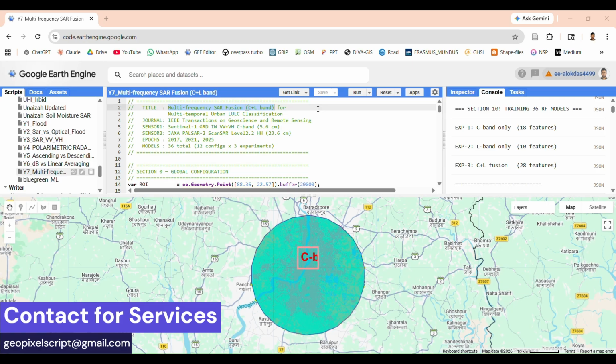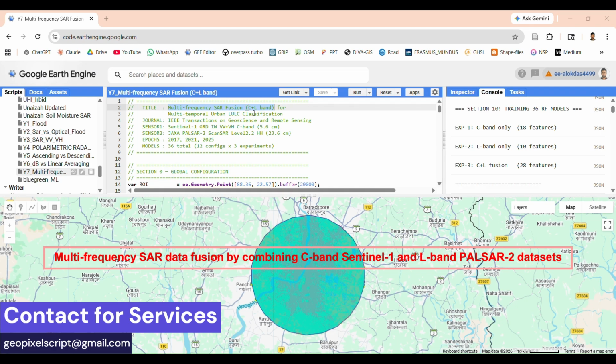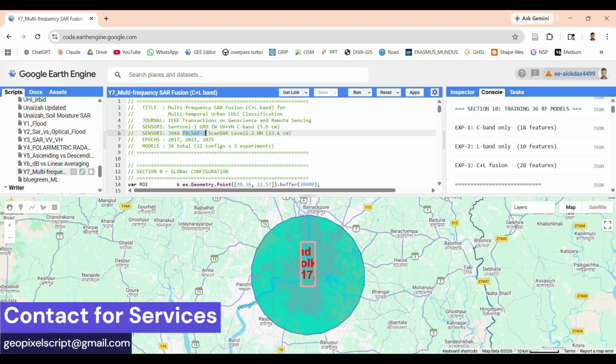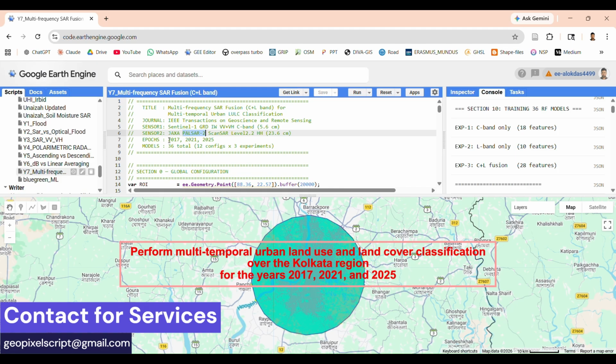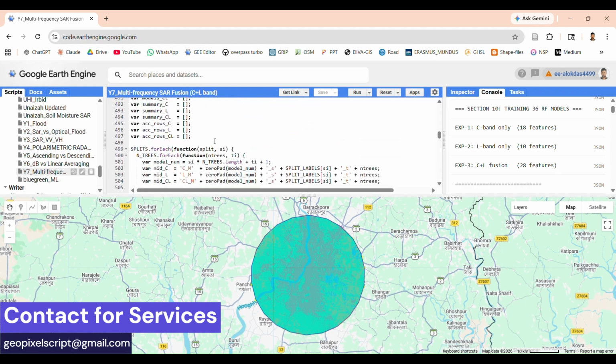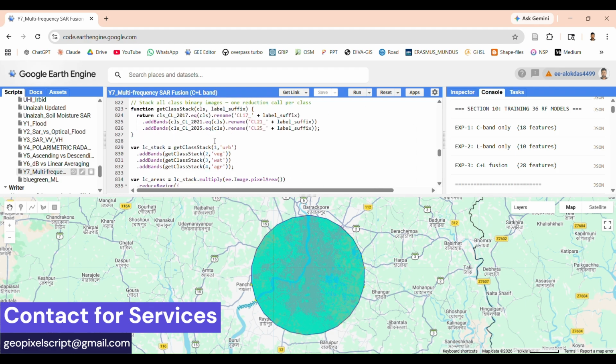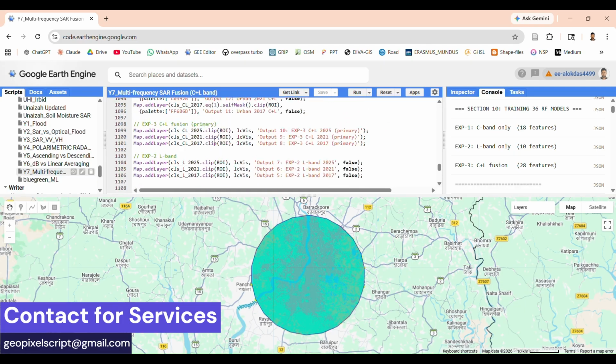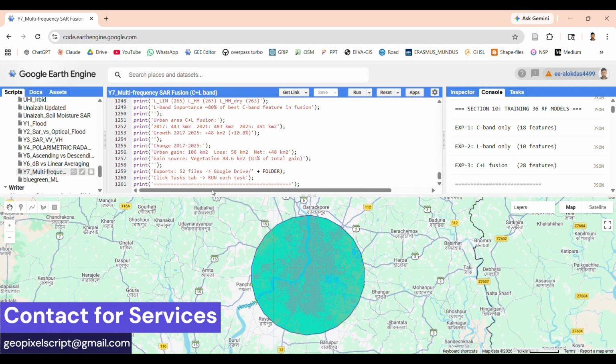In this study, we are working on multi-frequency SAR data fusion by combining C-band Sentinel-1 and L-band PALSAR-2 datasets to perform multi-temporal urban land use and land cover classification over the Kolkata region for the years 2017, 2021, and 2025. This is a complete end-to-end geospatial workflow integrating SAR pre-processing, feature engineering, machine learning modeling, change detection, and urban morphology analysis.